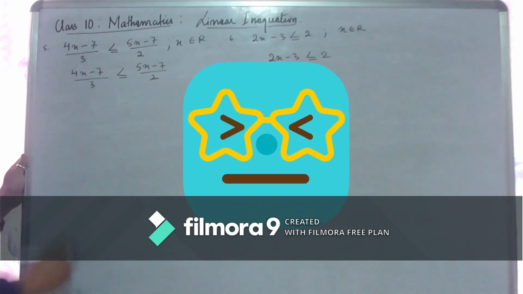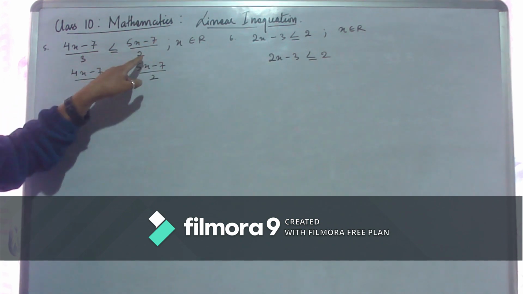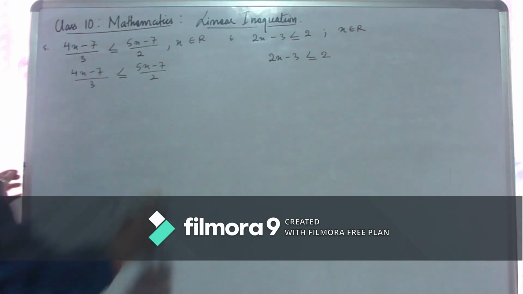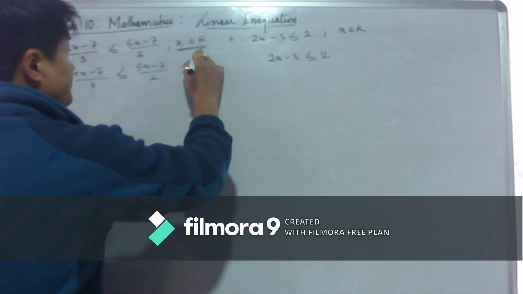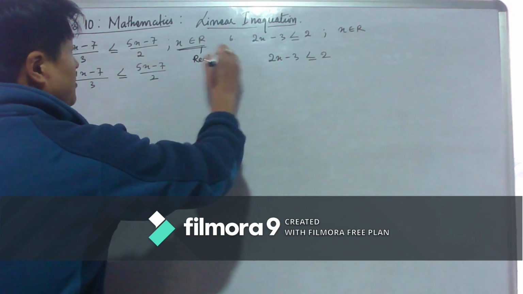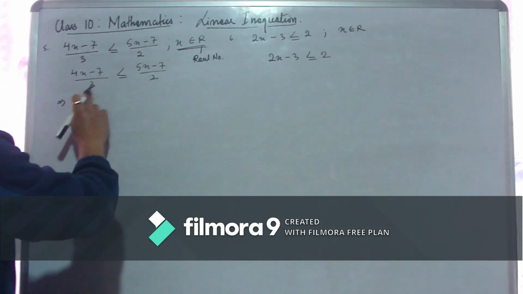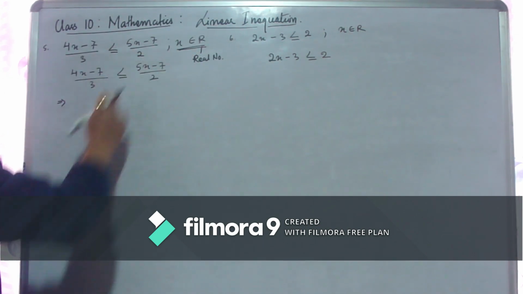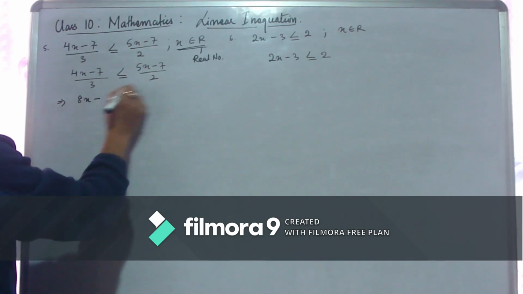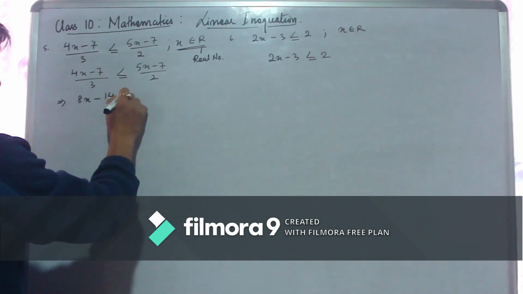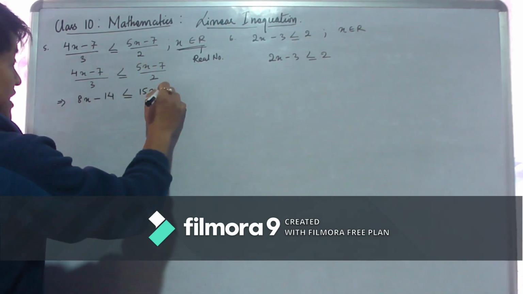The question is: (4x minus 7) divided by 3 is less than or equal to (5x minus 7) divided by 2, where x belongs to R. R is the real numbers. Okay, so I have copied the question here. If you see this, you first have to do the cross multiplication: 2 4s are 8x minus 2 7s are 14 is less than or equal to 3 5s are 15x minus 3 7s are 21.